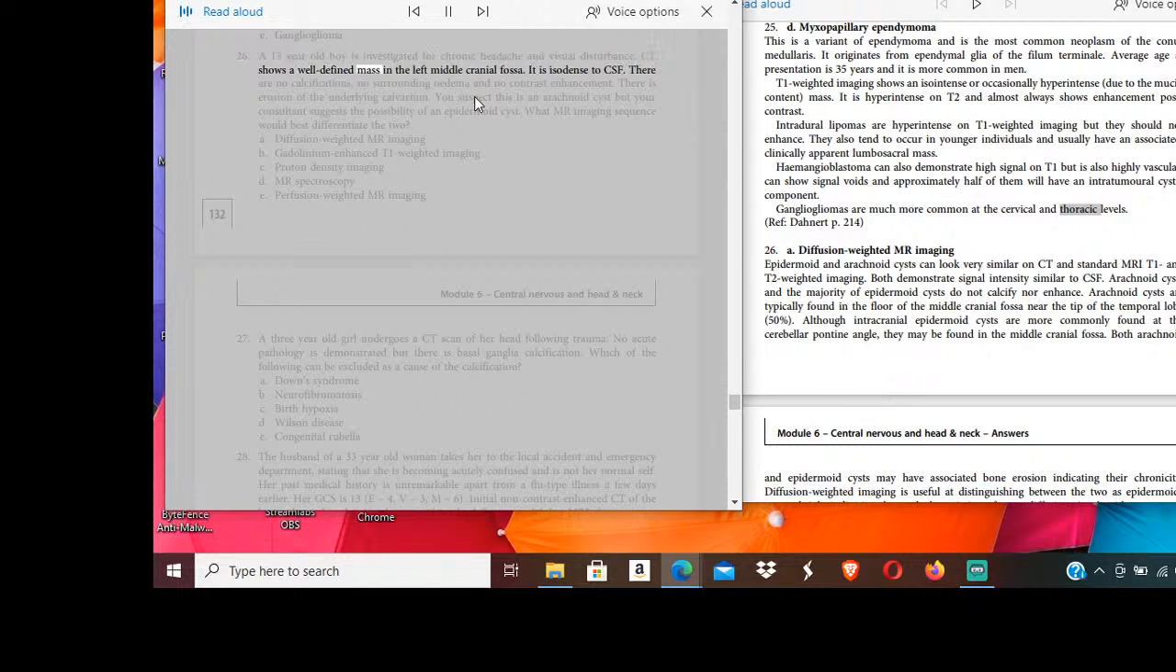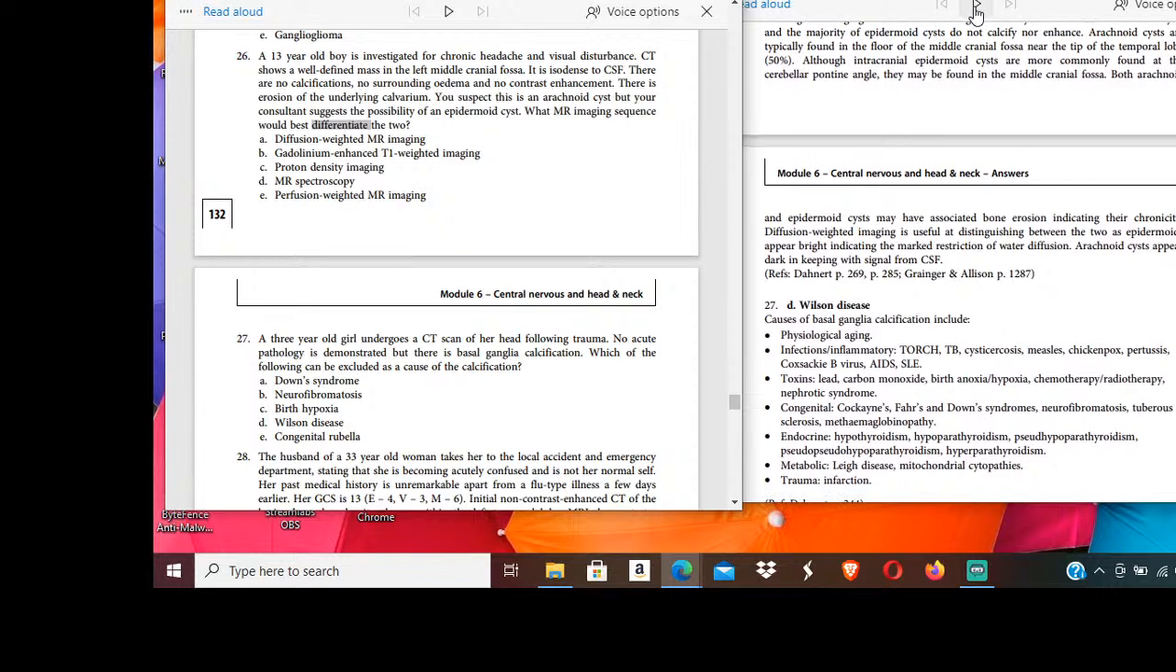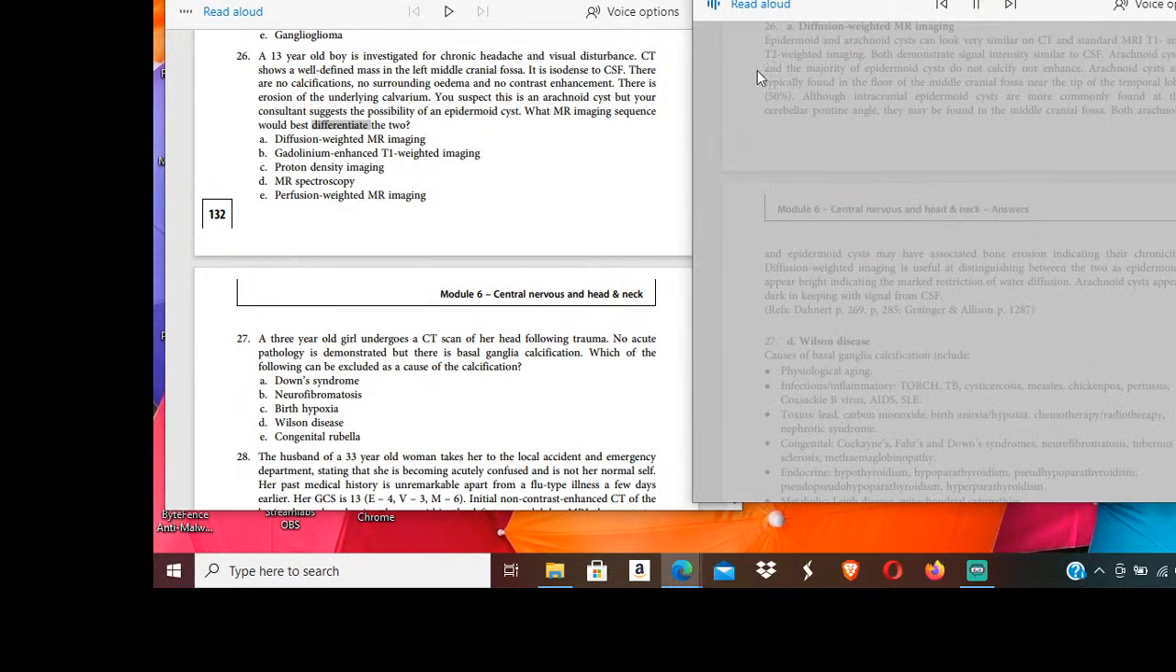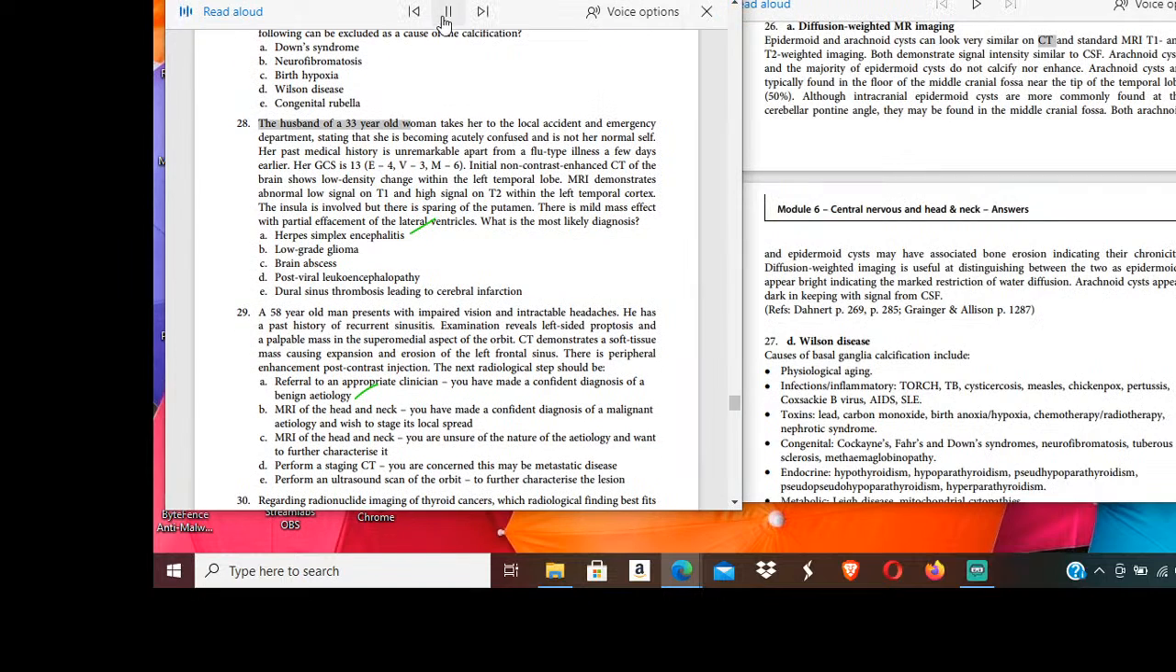26. A 13-year-old boy is investigated for chronic headache and visual disturbance. CT shows a well-defined mass in the left middle cranial fossa. It is isodense to CSF. There are no calcifications, no surrounding edema, and no contrast enhancement. There is erosion of the underlying calvarium. You suspect this is an arachnoid cyst, but your consultant suggests the possibility of an epidermoid cyst. What MR imaging sequence would best differentiate the two? 26. A. Diffusion-weighted MR imaging. Epidermoid and arachnoid cysts can look very similar on CT.